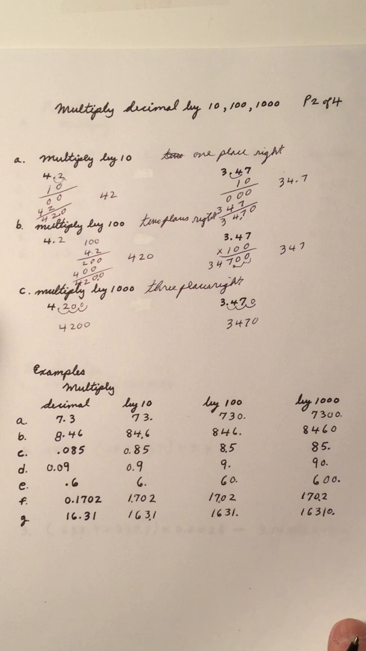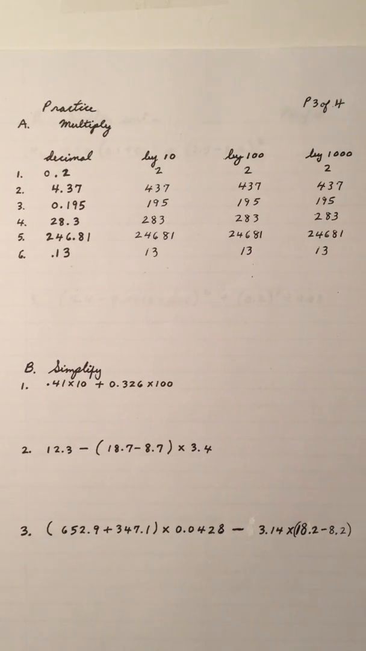So you can see it's easy to do. Multiplying by 10, move 1 place to the right. Multiplying by 100, 2 places to the right. Multiplying a decimal by 1,000, move it 3 places to the right.